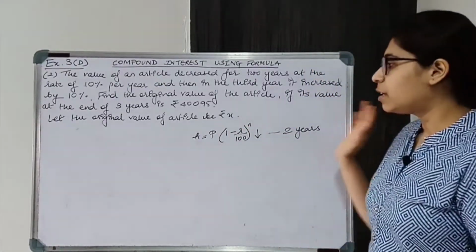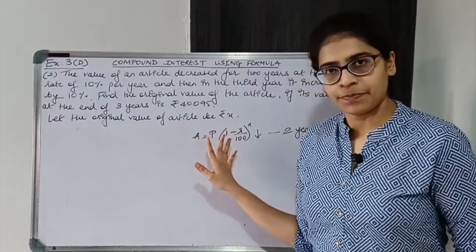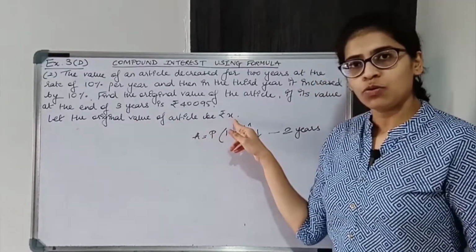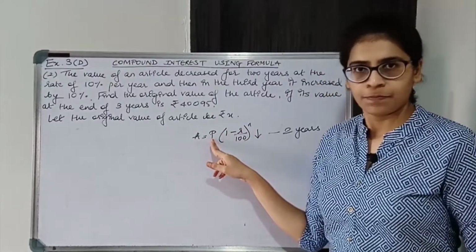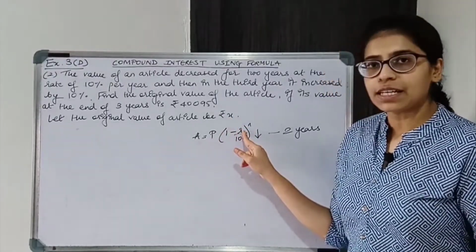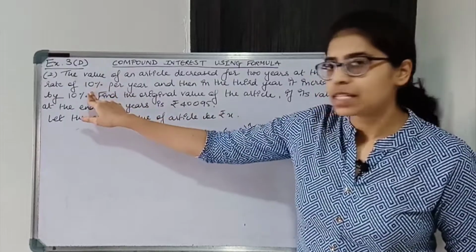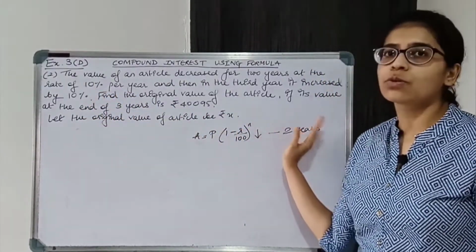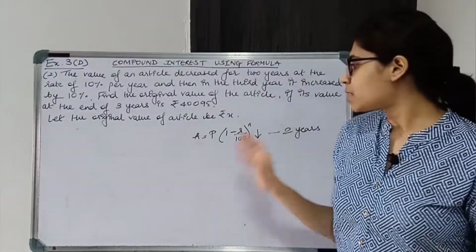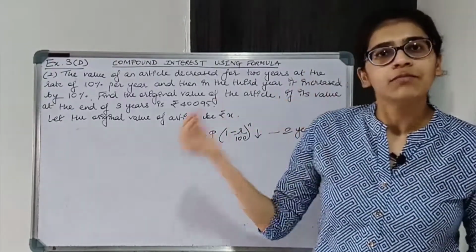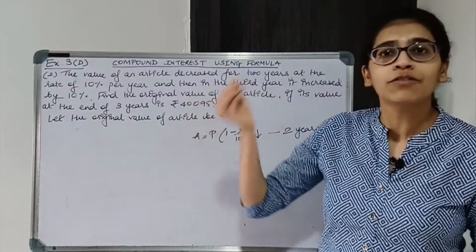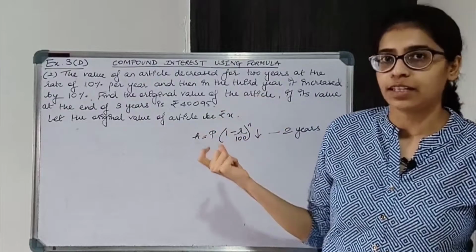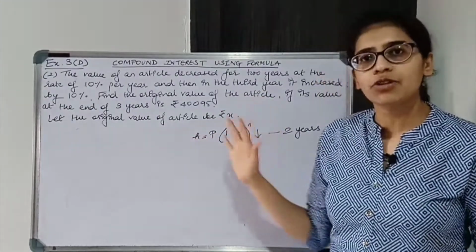Okay, now over here principal is nothing but the original value. Original value will be X rupees. Okay, rate percent, it is decreasing by 10% per year, so R will be 10, and it is for 2 years, so N will be 2 years. So substituting the values, you will get something. Okay, A is equal to something in terms of X, because principal is X rupees, that we don't know, we need to find that. So you will get something in terms of X.